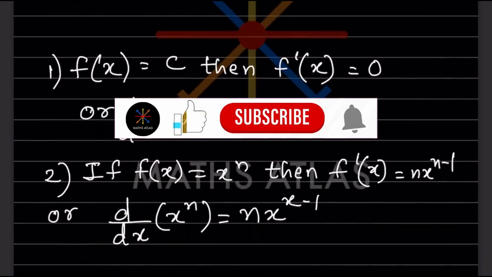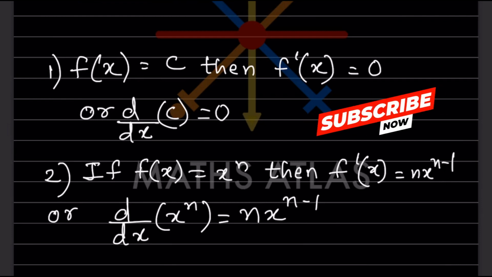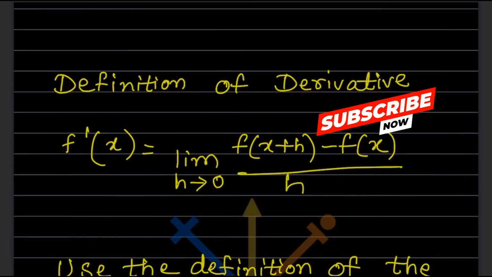Now the other formula is, if f of x is x raised to n, then f dash x is n x raised to n minus 1. Or we can also write that as d by dx of x raised to n is n x raised to n minus 1.